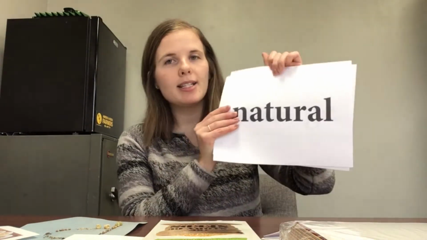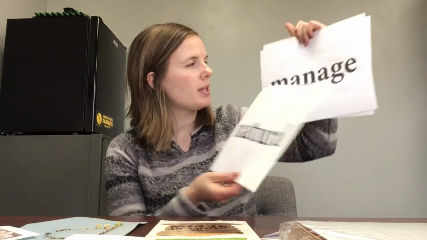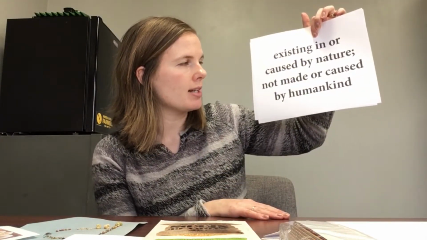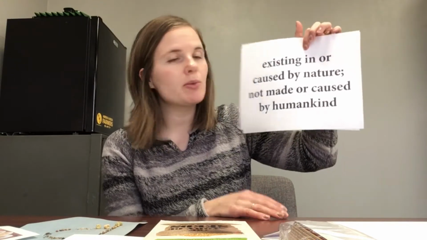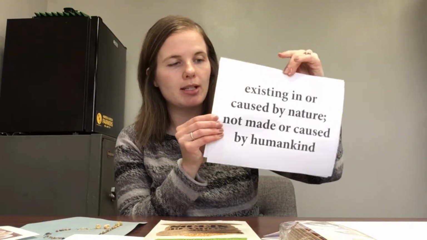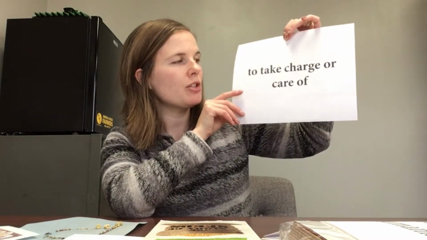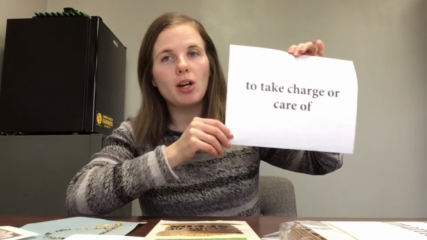So we have signs here. This one says natural and managed. We have two definitions: existing in or caused by nature, not made or caused by humankind. So this would be our natural ecosystem definition. And managed is to take charge or care of. So we are managing that ecosystem.